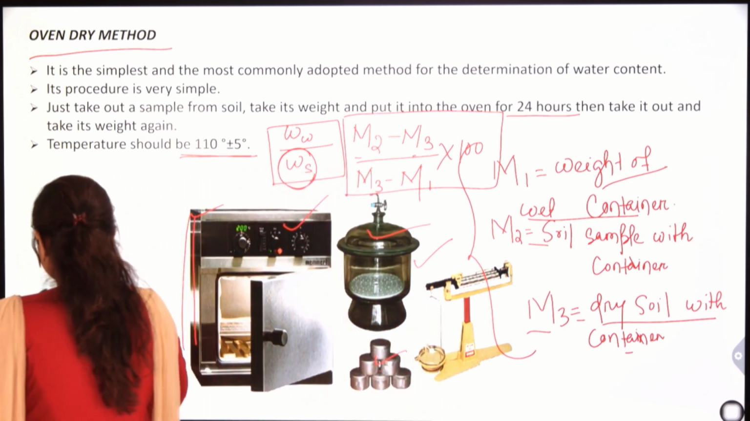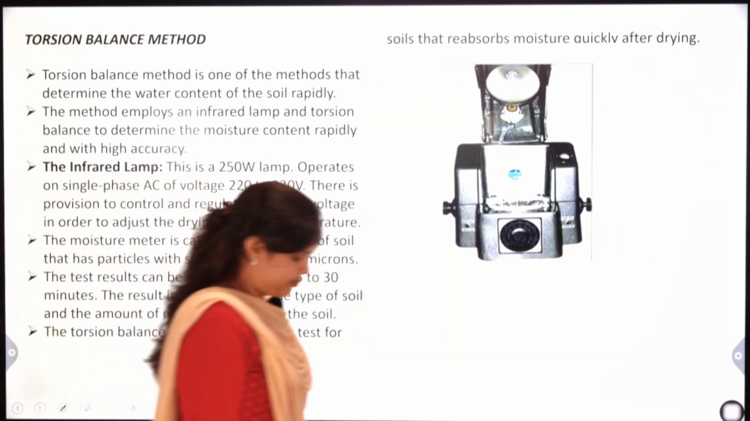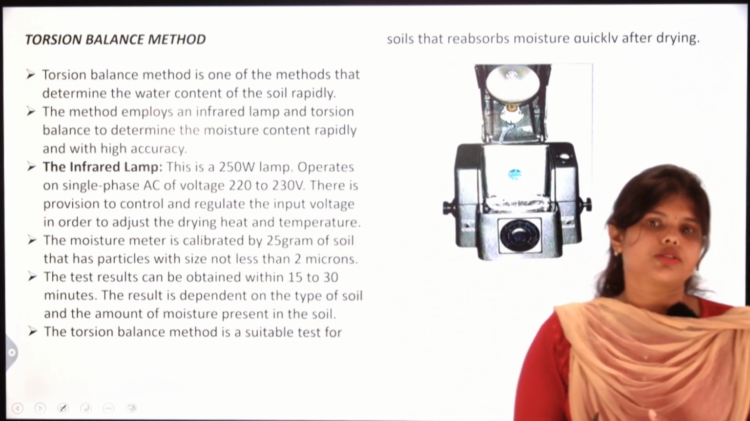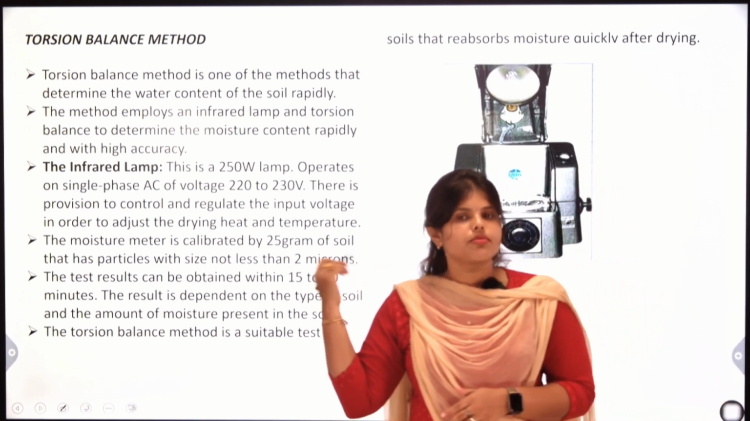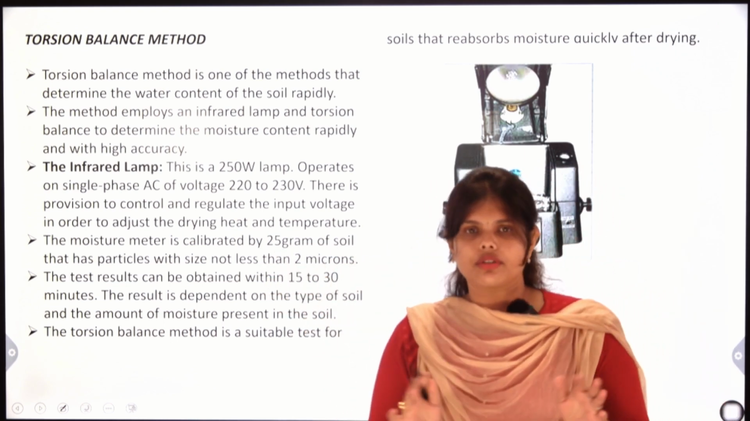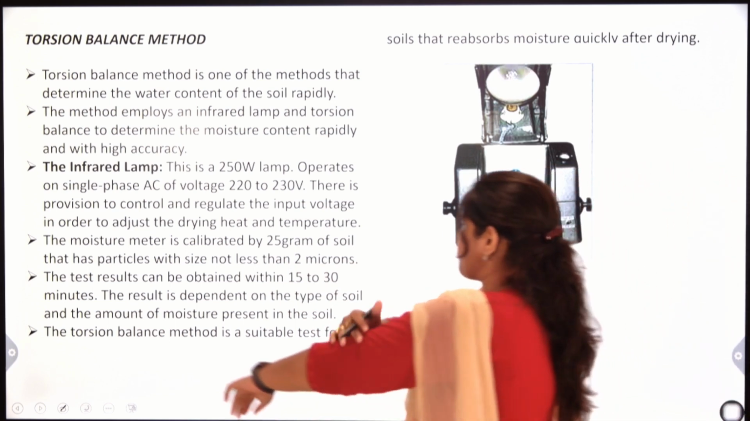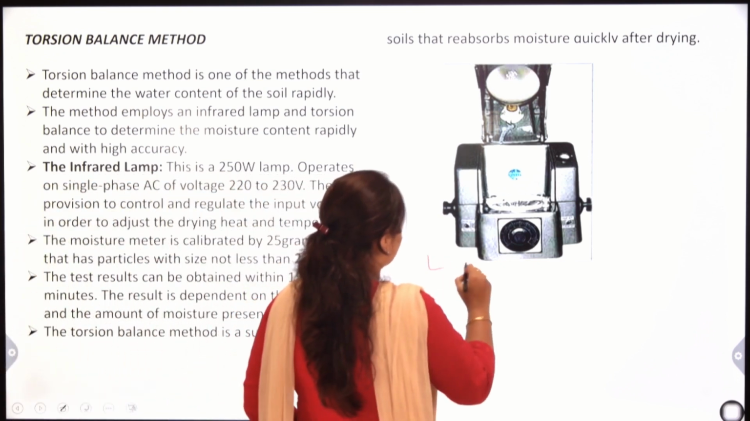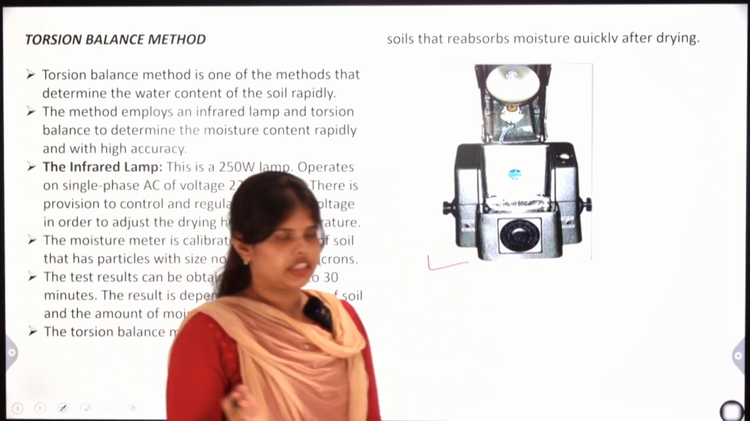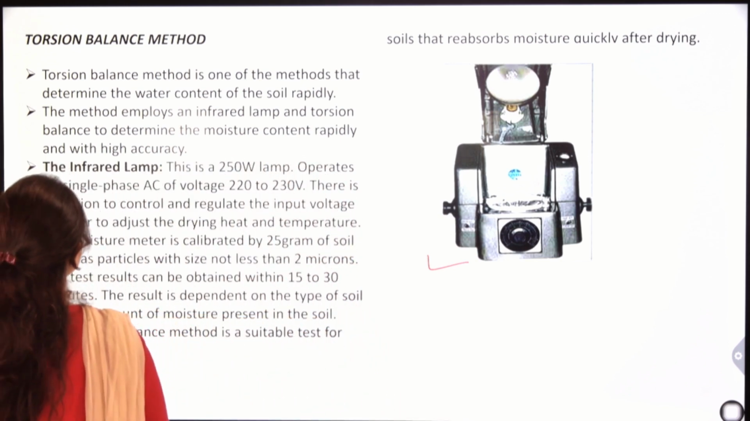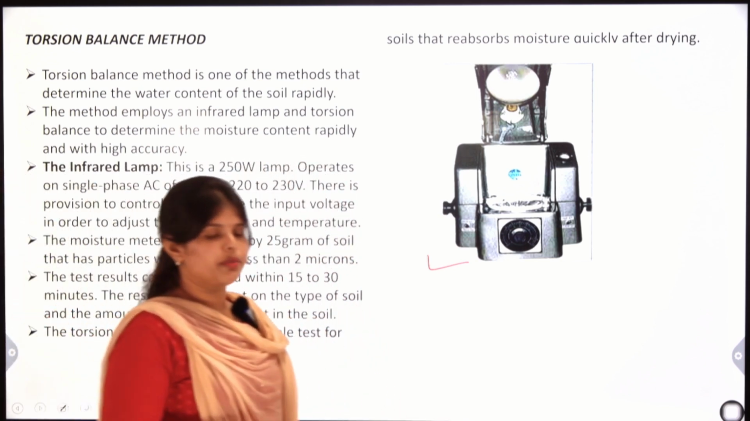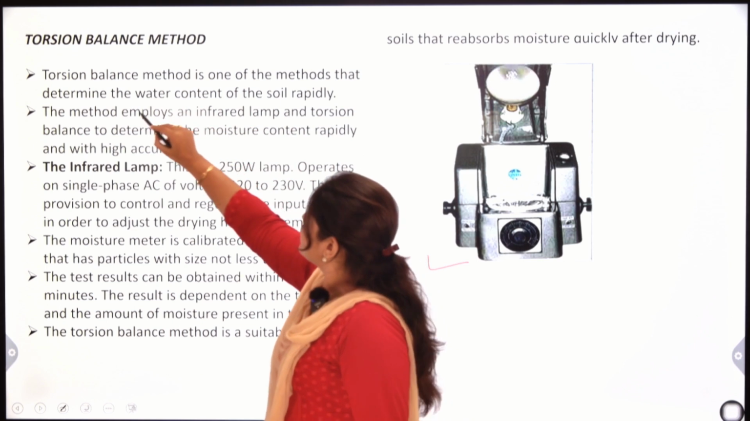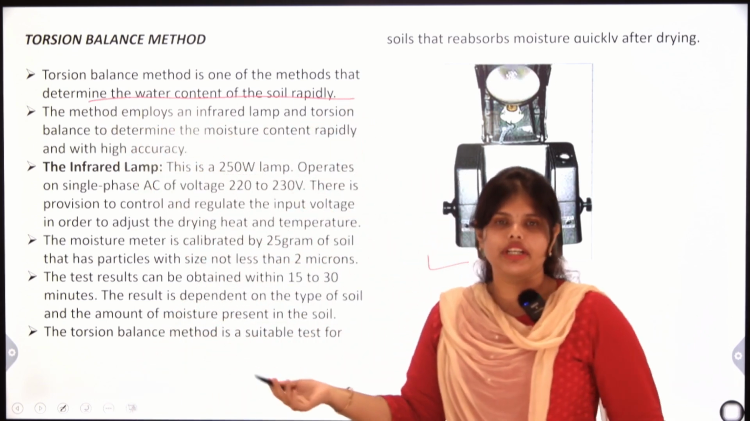Next is the Torsion balance method. In the oven dry method, we take 24 hours to get our value, but in the Torsion balance method, we need only 15 to 30 minutes. Here this is the apparatus we use for the Torsion balance method. It is a very rapid method, and we determine the water content of the soil very rapidly.